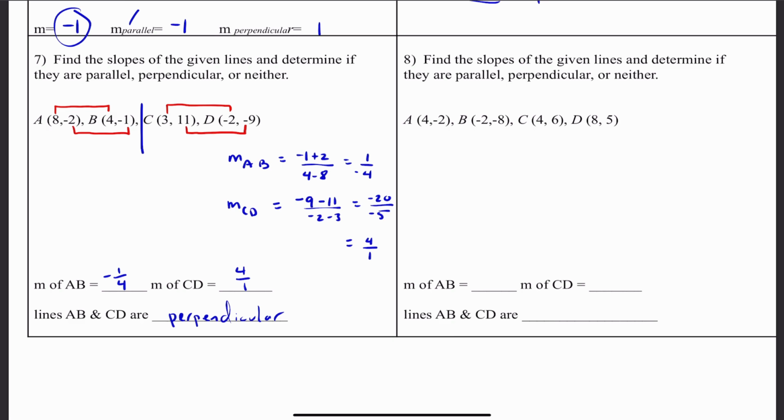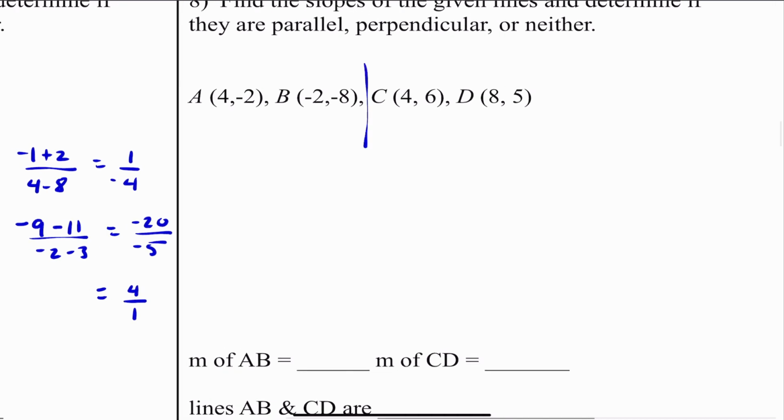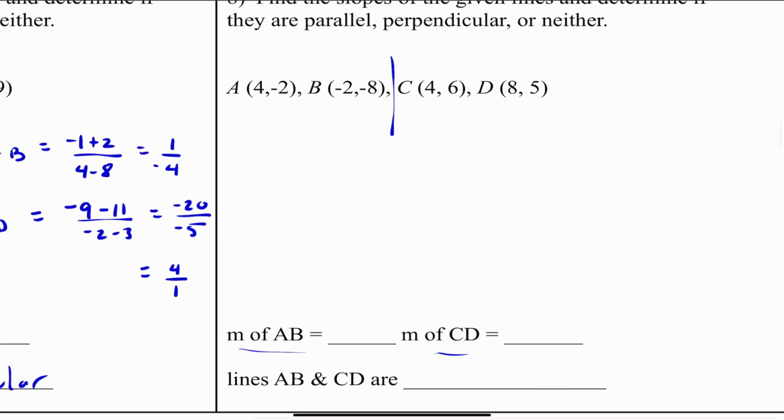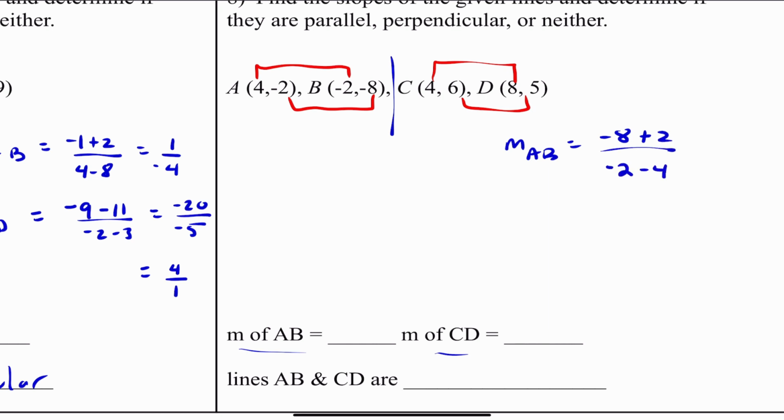Number 8, find the slopes of the given lines and determine if they are parallel, perpendicular, or neither. Again, draw a big fat divider because I know it's going to be the same letters we're dealing with here. We have the slope of AB and the slope of CD. Pair your x's and your y's. So slope of AB is -8 minus -2, so that's -8 plus 2 over -2 minus 4, -6 over -6, 1.